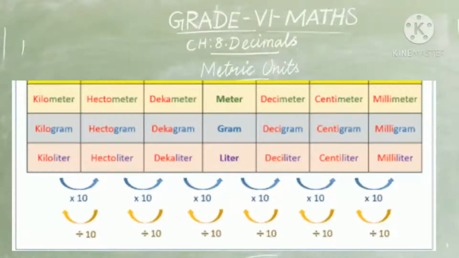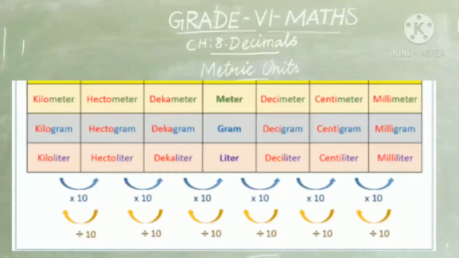Isn't it? Okay. In this, you can see all the units. In meter, the highest unit is kilometer, then hectometer, then decameter, then meter, then decimeter, centimeter, millimeter. Okay, from higher unit to lower units of meter.